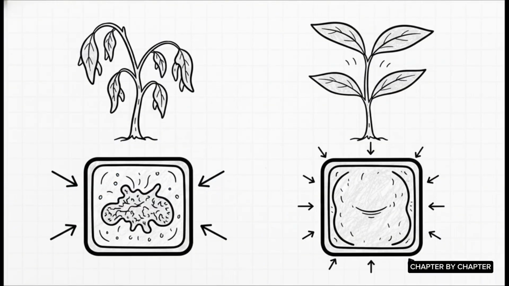Pop. But plant cells? Plant cells have a superpower, a strong, rigid cell wall. So when they lose water, they just get a bit limp or flaccid. This is actually why a plant wilts. But when they take on water, they don't burst. Instead, they swell up and push against that strong wall, becoming firm and turgid. That internal pressure is literally what holds the plant upright.